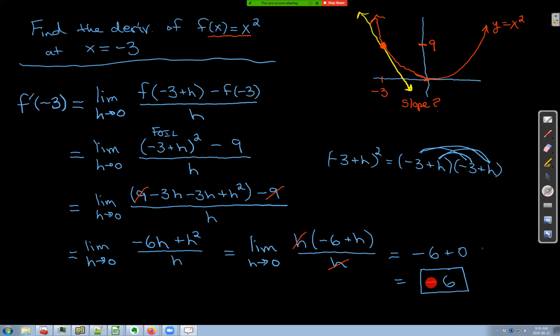Oh yeah, and we should do a reality check. That is, did we expect to get a negative number as an answer? And I would say yes, because when we drew the picture, we said that the derivative should be the slope of this yellow line. And does it make sense for the slope of that yellow line to be negative? I would say, yeah, it better be negative. We better have gotten a negative answer.